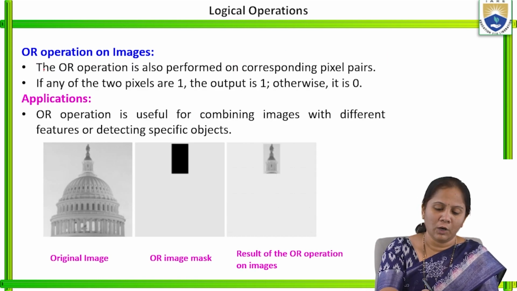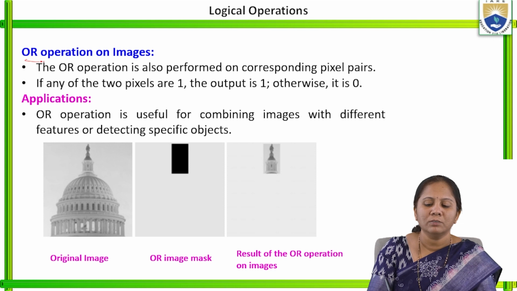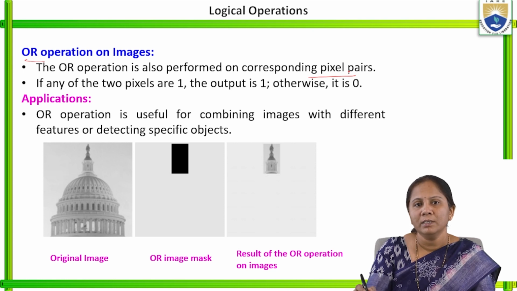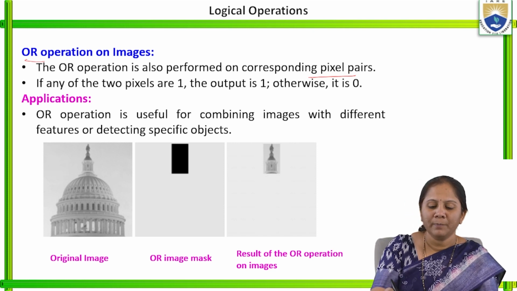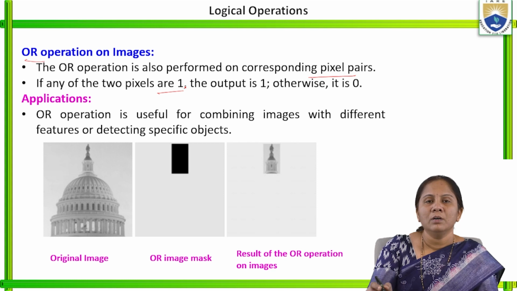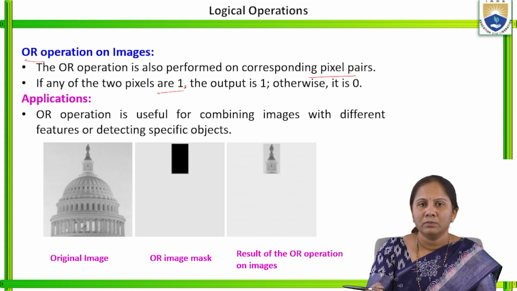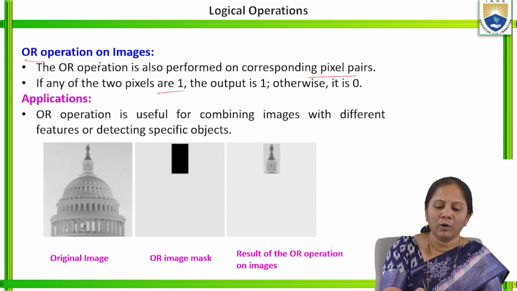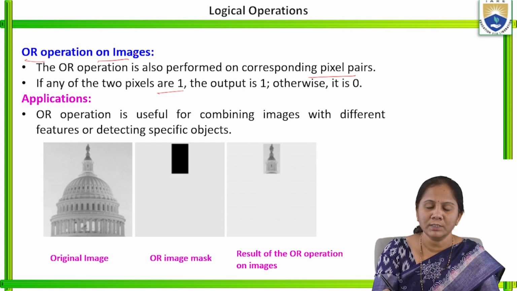Coming to the next logical operation, that is the OR operation. Same as the AND operation, it should also be performed between corresponding pixels of two images. According to the truth table of the OR gate, if any one of the inputs is 1, the output will be 1. When both are zeros, the output will be 0. Applying that, this OR operation will be performed between the images.